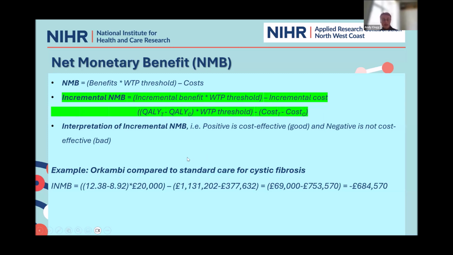So just going back to the example of Orkambi compared to standard care for cystic fibrosis, as you can see from the calculation there, it is a very large negative value, and therefore you would say it's not cost effective, and therefore you would hope that the decision that was made was not to recommend that treatment. Anyone any questions around that?